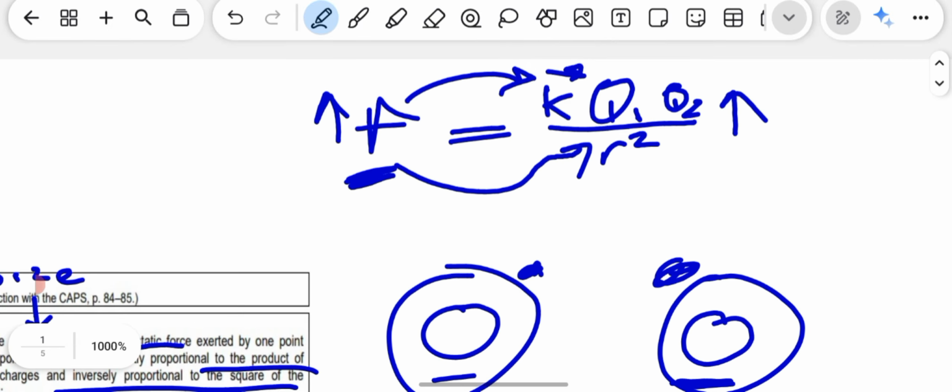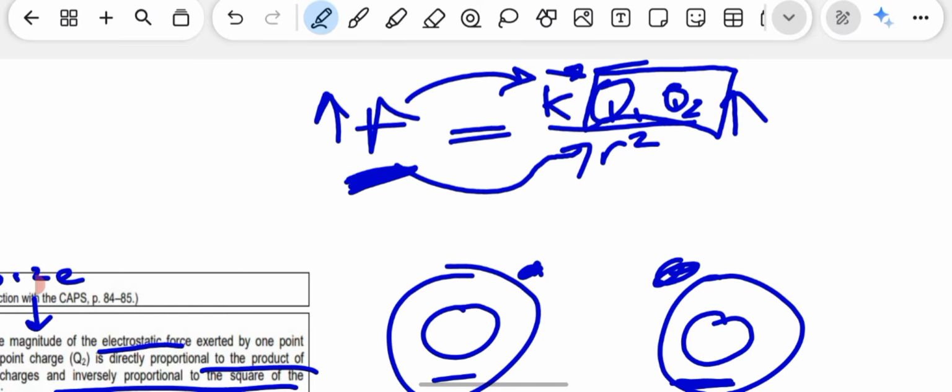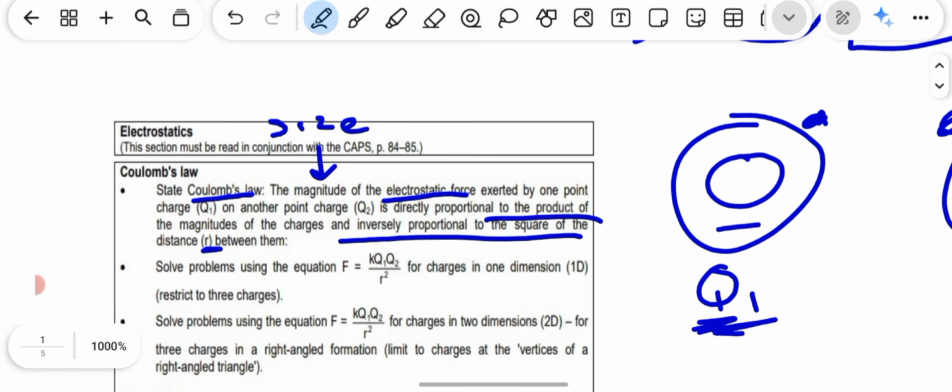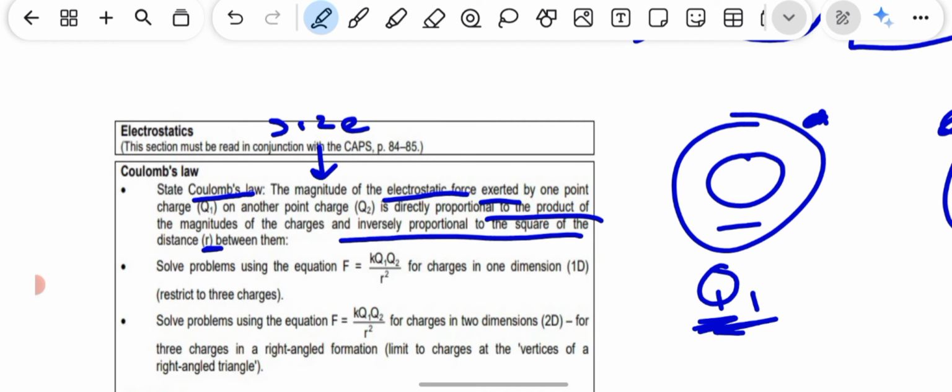So guys, if you look at the formula, you can state Coulomb's law by just looking at the formula, because you know that the magnitude of the force is supposed to be directly proportional to this product, and it has to be inversely proportional to this square. But of course, you need to use those words that they use, like 'exerted by' on another point charge, 'directly proportional to the product of the magnitudes'.